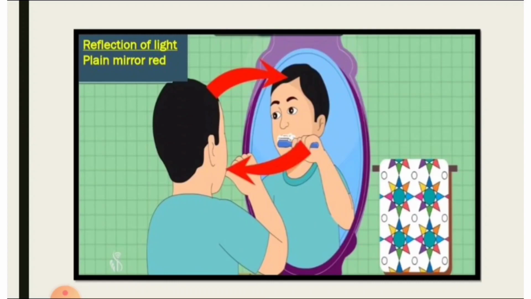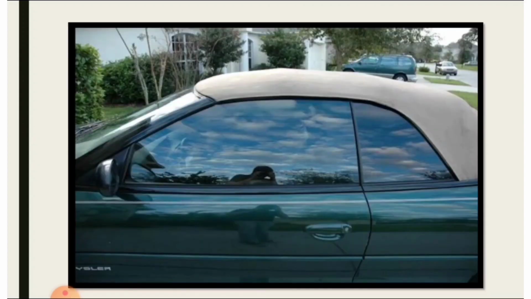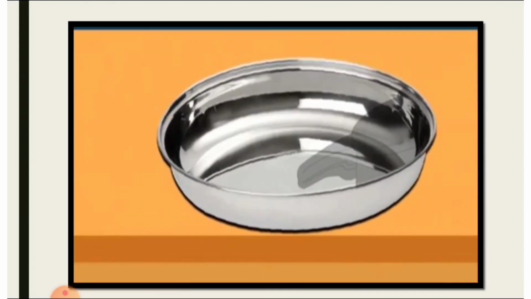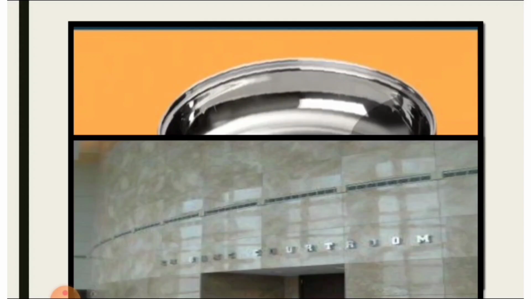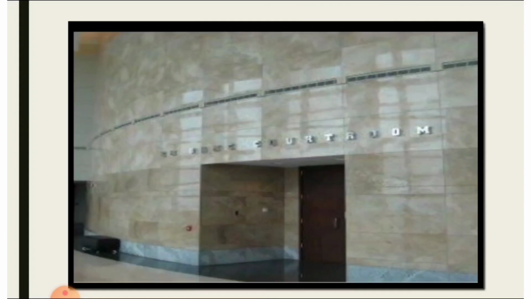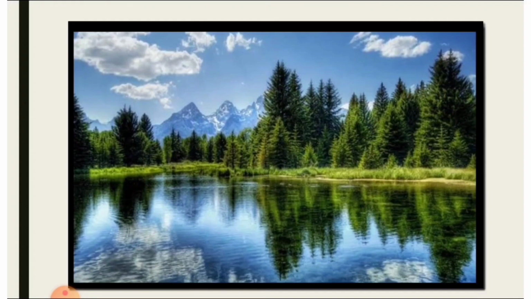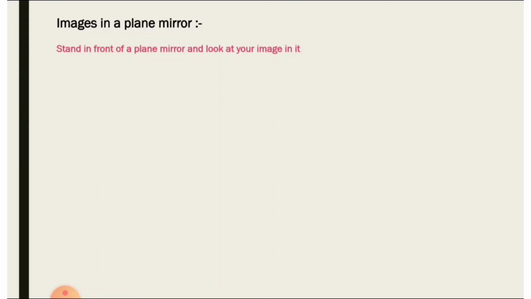You may have seen your image formed in surfaces in many ways. You have seen your images in a glass pane. Yes, you can also see your images on the surface of a new steel dish, on glossy granite, and on still water in a lake. Yes, you can see your image very clearly on those surfaces. Now let us see the images in a plain mirror.